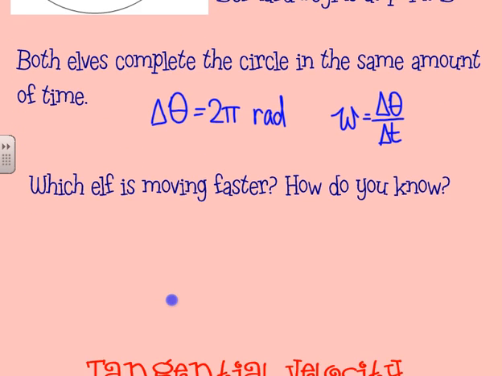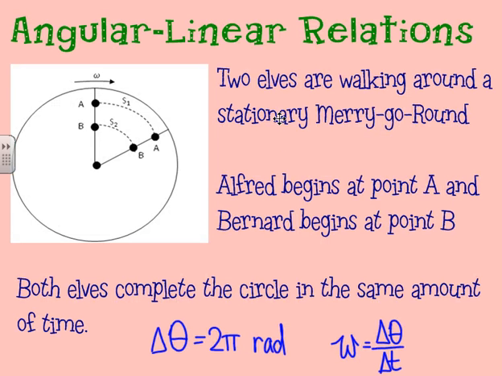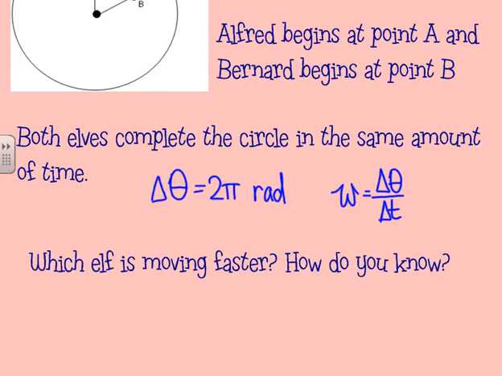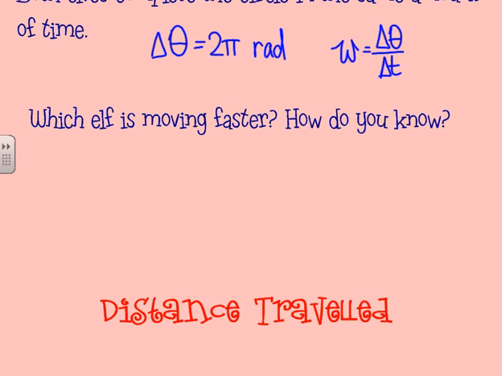Which elf is moving faster? Let's take a look at the picture. Alfred's on the outer rim. Bernard's a little bit closer to the axis of rotation. Put yourself in Alfred and Bernard's shoes. If you had to go around this circle in the same amount of time, would you move faster as Alfred, or would you move faster as Bernard? If you said Alfred, then you're correct.